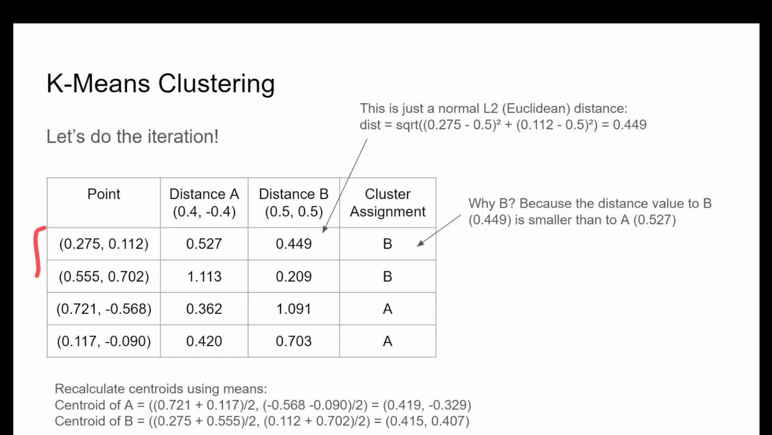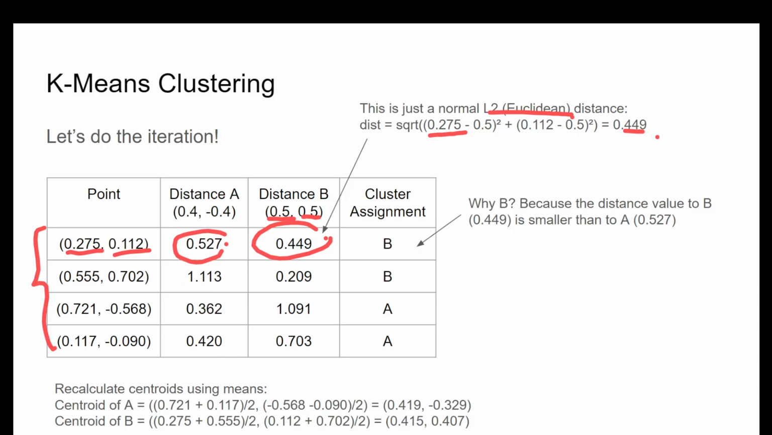So we got the 4 points over here, and we got this centroid A and centroid B over here. And this is the cluster assignment. How to populate this table? Well, actually, we can just use the Euclidean distance as stated in the instruction. You can take the difference and take the power of 2, sum it up with this one and take the square root of them. You can get this 0.449, and the same for this one and the entire table.